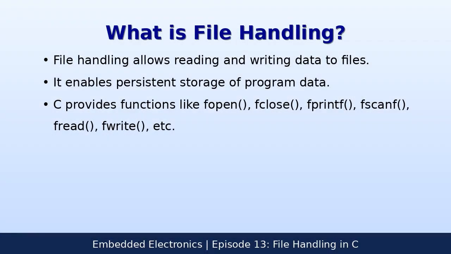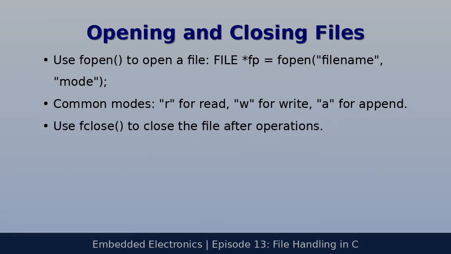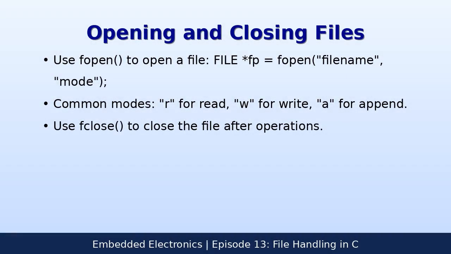File handling in C allows you to store data permanently in files, read it later, and write new data. Functions like fopen, fclose, fprintf, fscanf, fread, and fwrite are used. To work with files, open them using fopen with the desired mode and close them with fclose to release resources.